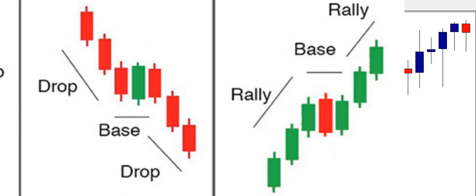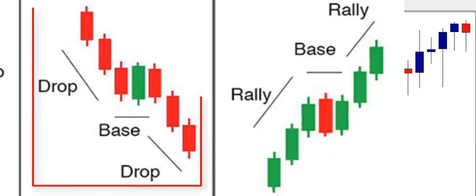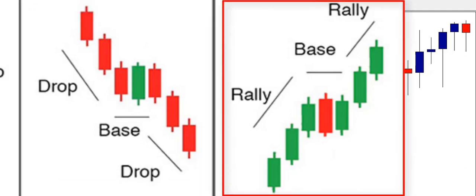Hi everyone, in this course we are going to learn how to identify supply and demand. To be able to identify supply and demand on your charts, you have to know that there are two types of supply and demand. The first type of supply and demand zone is the drop-based drop patterns, as you can see here, or the rally-based rally patterns, as you can see here.